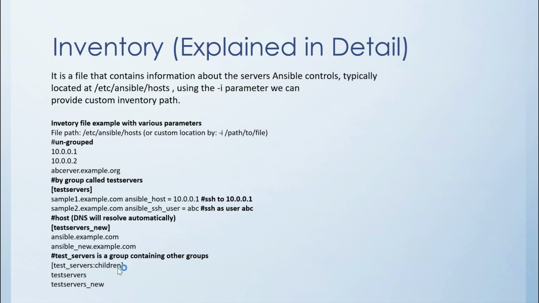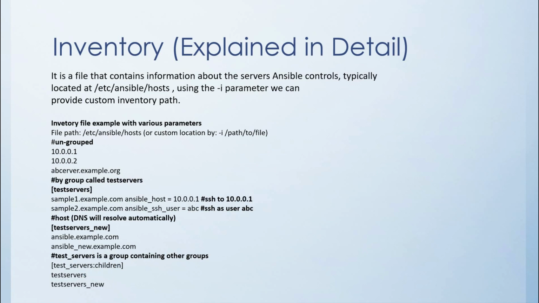And the fourth concept is using the children method. Here we declare test_server:children, and we call the main host groups, like test servers, which we have defined here, and test_new, which we have defined here. So we can use the children method also to declare the inventory.